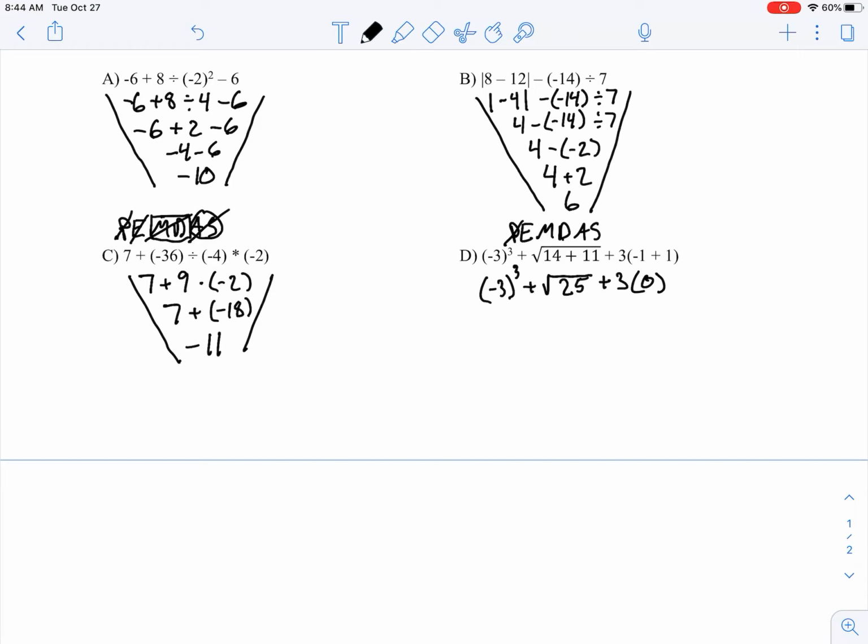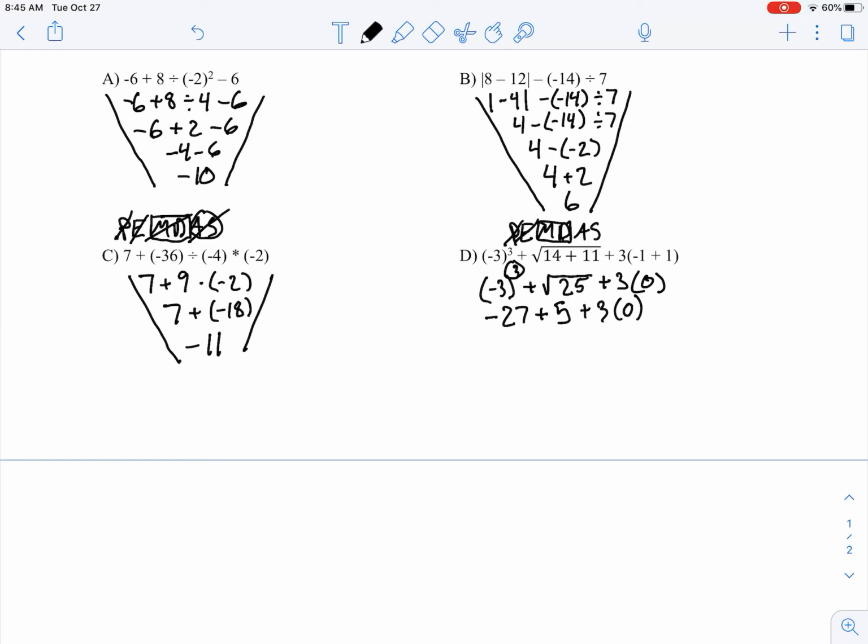Next we're going to do exponents. So one thing to remember is that square roots are included in the exponential category. So exponents will count there. So negative 3 times negative 3 is 9. 9 times negative 3 is negative 27. We multiplied negative 3 together 3 times there by that exponent. Plus, the square root of 25 is 5. Plus 3 times 0. All right, so I've taken care of my exponents now.